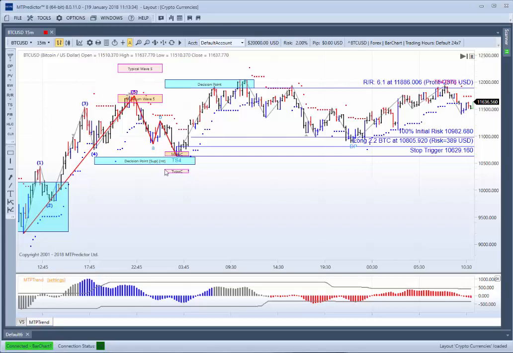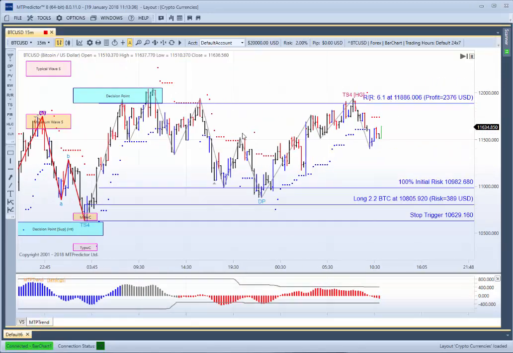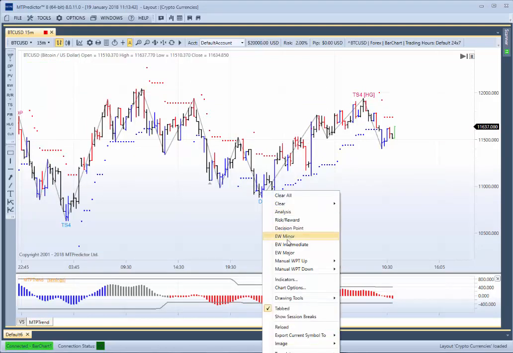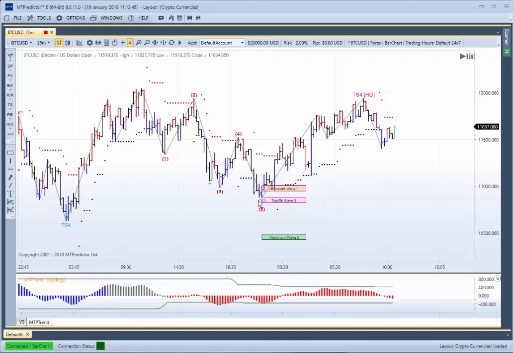Exactly the same approach no matter what market and time frame. If we now clear off the chart, you can see we actually had another 5-wave sequence coming down into here. But this probably wouldn't have been a great long trade to take because our MTP trend was red, even though it did work out really nicely.